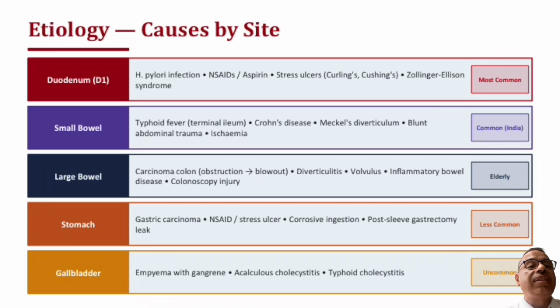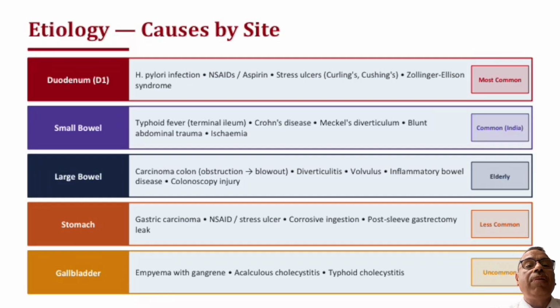Then of course there are stress ulcers like Curling's and Cushing's ulcer. One is seen in a setting of increased intracranial tension, like a severe head injury, and the other one, the Curling's ulcers, are commonly seen in severe burns or any cause of sepsis. Zollinger-Ellison syndrome, leading to multiple ulcers in the duodenum and stomach, is also one of the, though not so common, but one of the causes of ulcer perforation. So duodenum is one of the most common sites of hollow organ perforation, leading to peritonitis.